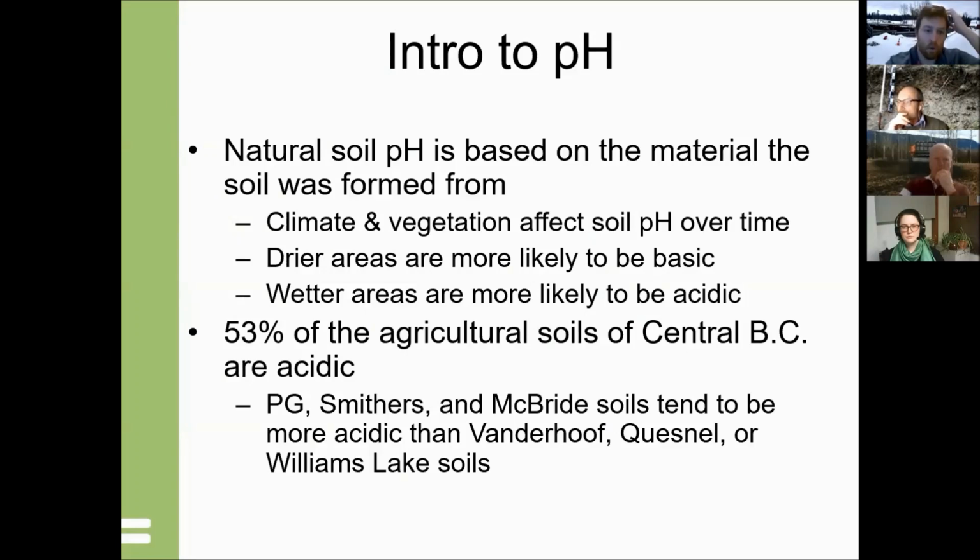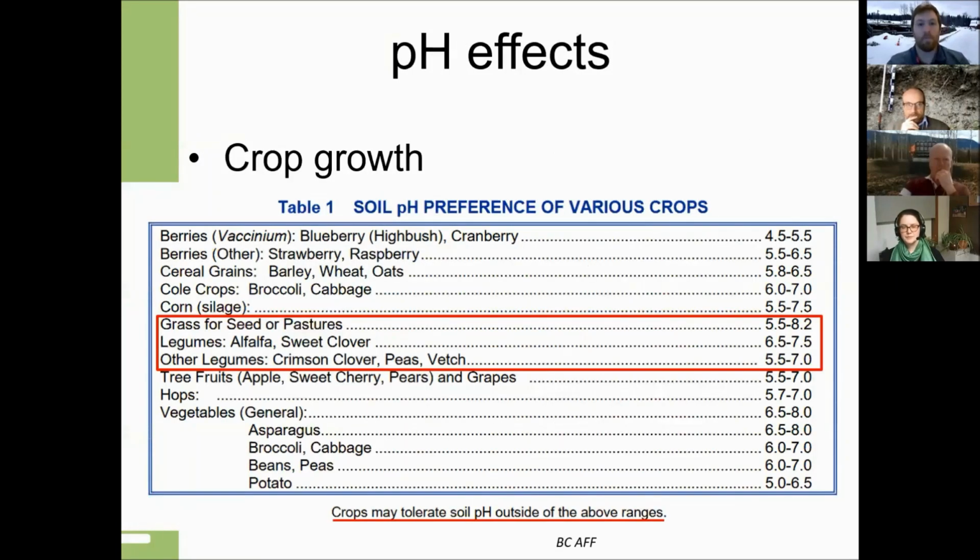And in an older publication, I found that about half the soils in central BC are acidic. Prince George, Smithers, and McBride tend to be more acidic than the soils in Vanderhoof, Quesnel, and Williams Lake. And then, of course, in the Lower Mainland, where we get a lot of precipitation and there's a lot of agriculture, those soils tend to be acidic based on the way we treat them.